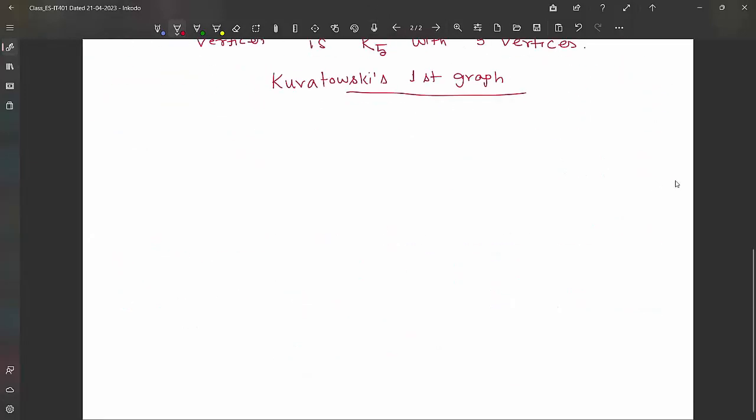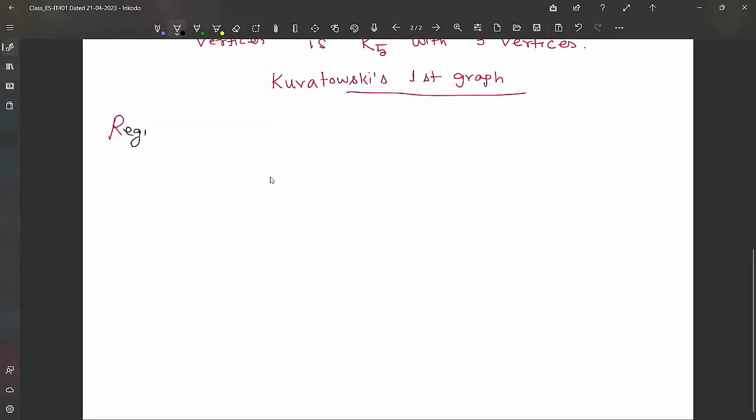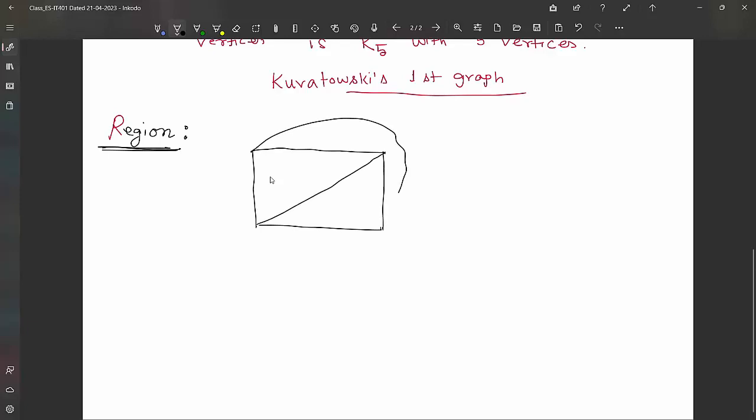Now it comes to another important thing which is called the region. What is a region? Is there anyone who can say that? What do you think by the term region? Now just take one very simple planar graph. Am I audible to everyone? Yes, sir.